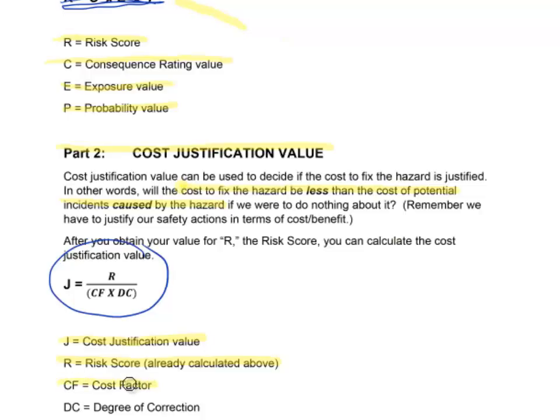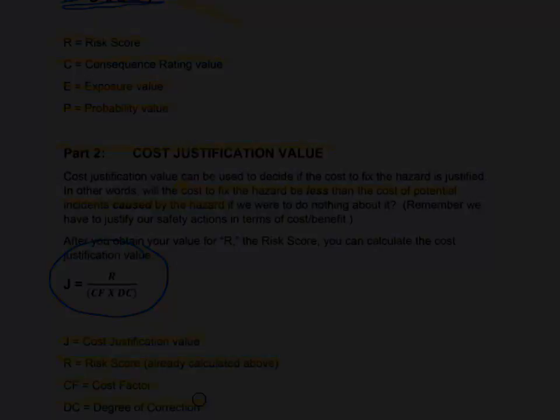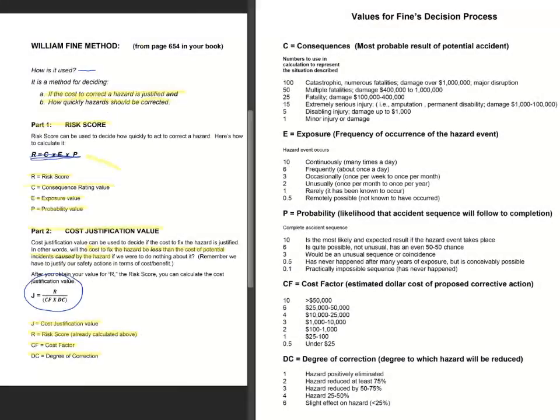CF is how much it costs, essentially, to fix the hazard, and DC is the degree of correction. So that really means sometimes that we can correct something 100%, and sometimes we can just lower the odds that something bad will happen. If you look at page 2 of your handouts in this particular bunch, here are some values. And the values for each of these letters really indicate what number that you use for the calculation.